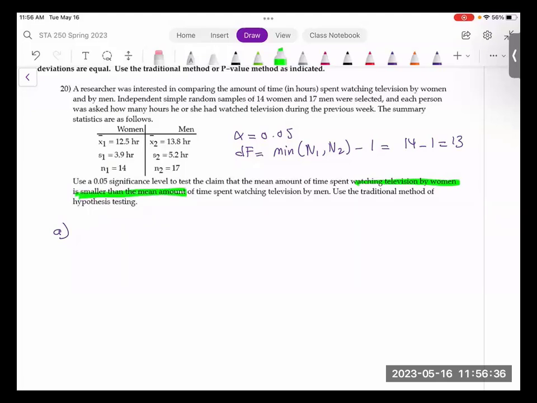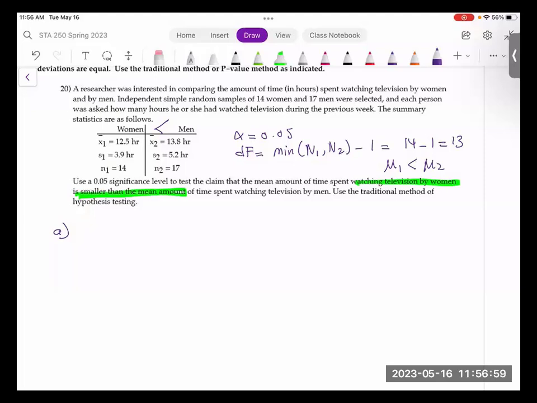I mean, that's the claim, right? We are looking for that claim, and that's going to be the time spent watching television by women is smaller than men, right? So women is less than men. So that's an inequality, right? So I can write it down like mu1 less than mu2. We are okay with this?